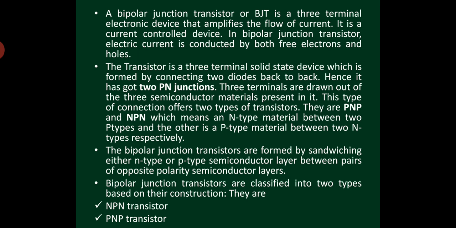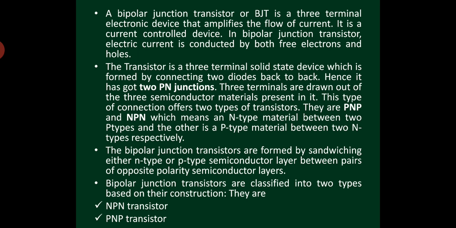theoretically, not practically. If I connect two PN junction diodes back to back, practically it doesn't act as a transistor. Why? There are many other reasons we'll discuss in a few minutes. So theoretically we can say that a transistor is a device formed by connecting two PN junctions back to back, right? The three terminals are drawn out of these three semiconductor materials present in it.